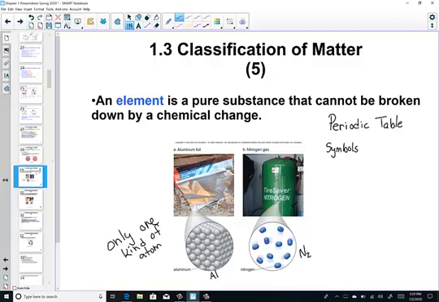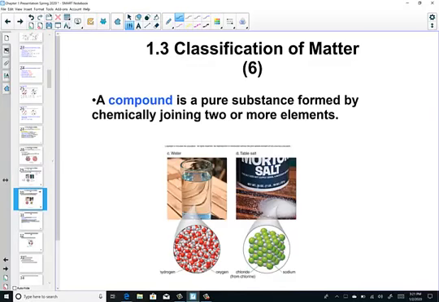If I can find matter on the periodic table, I know I can classify it as an element. An element is built of atoms. And an atom, of course, is the basic building block of matter. I cannot break an atom down any further by ordinary chemical means, a basic building block. Whereas compounds, they're also pure because they're bonded together, but they are two or more different kinds of atoms.